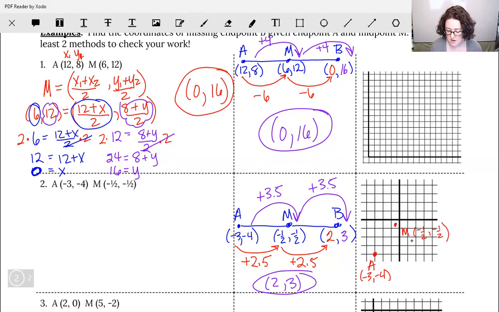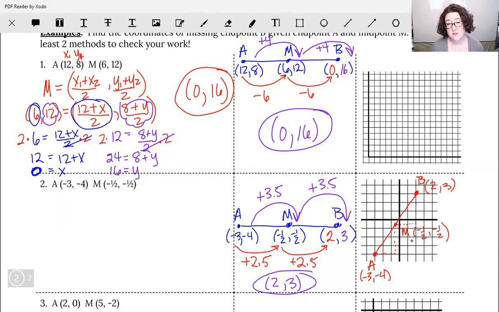Okay, so I have to go right 2.5 and up 3.5. So go right 2.5 and up 3.5. And there's our extra endpoint at 2, 3. There's point B, perfectly evenly spaced all along the segment.